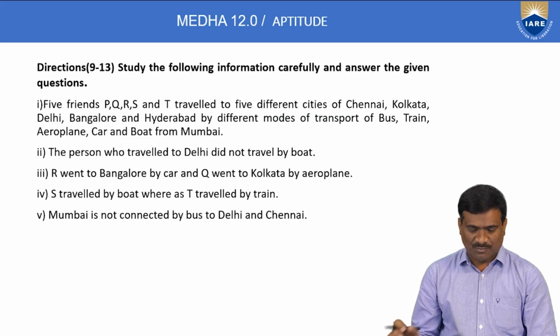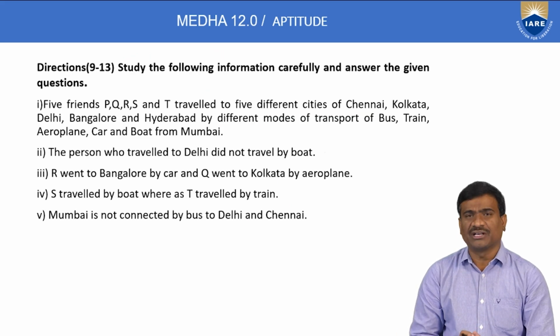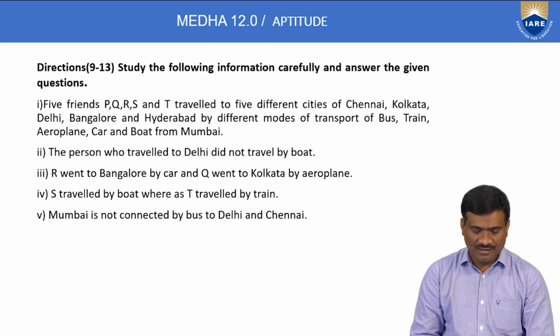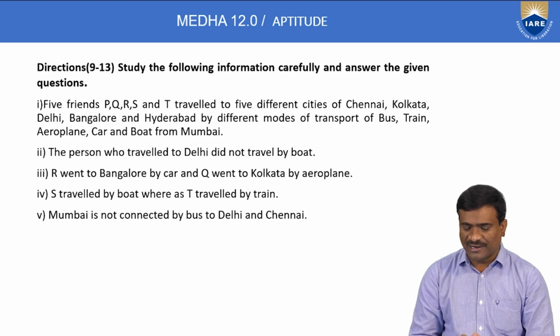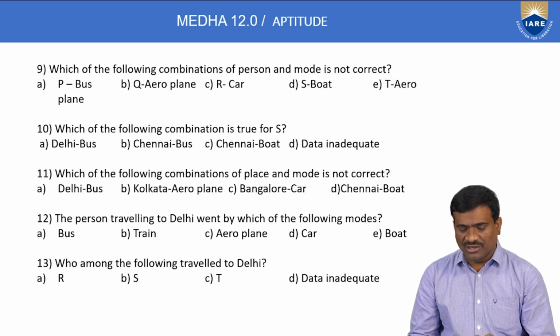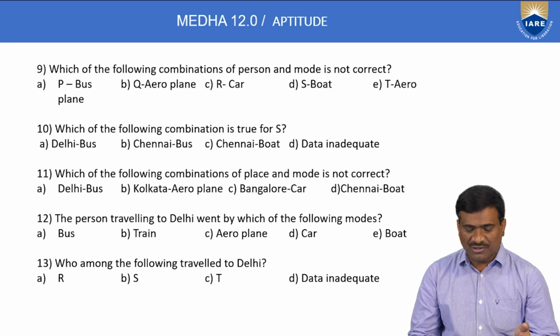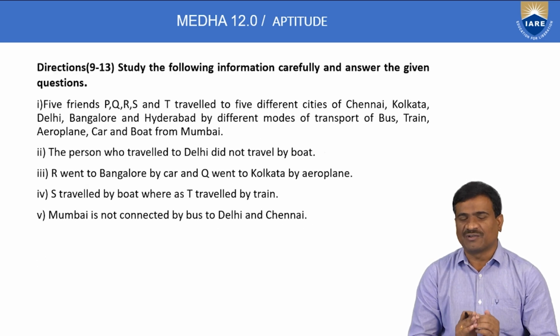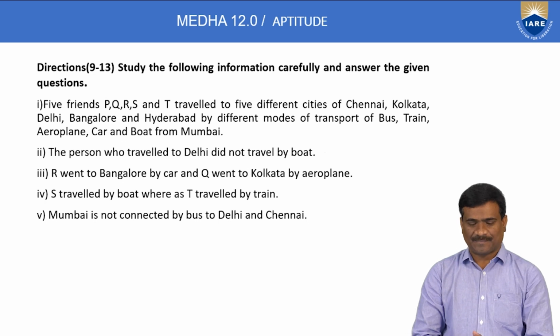Next, ninth example. Questions 9 to 13 are a puzzle test, meaning data arrangement. Directions: study the following information carefully and answer the given questions. The first question: which of the following combinations of person and mode is not correct? Second, which of the following combinations is true for S? Some information is given, and using that information there are 5 questions, 5 marks.